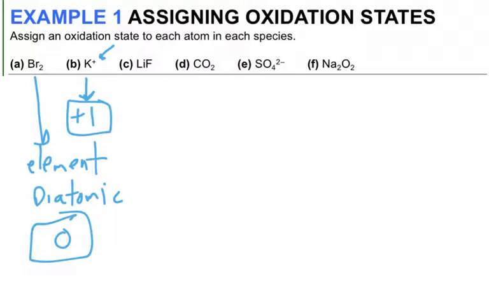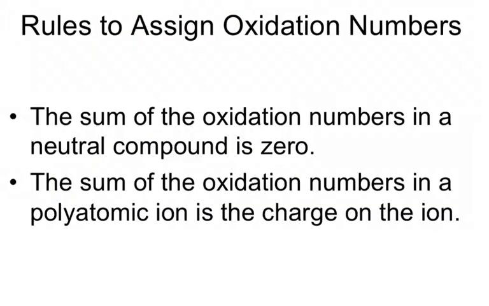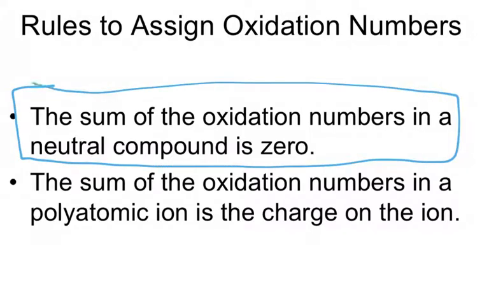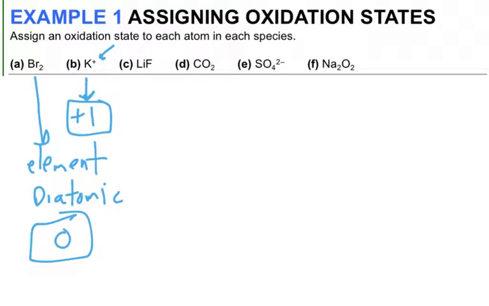Now, C and D, we're going to use the first rule right over here. It says that if you have a compound, the sum of the oxidation numbers in a neutral compound is 0. LiF is a neutral compound, okay? So, this is how we do this. Now, I know we have a rule for lithium and fluorine, but let's say we had no idea what the oxidation number for lithium was, okay? Let's call lithium X, all right? Well, fluorine we know is always -1.